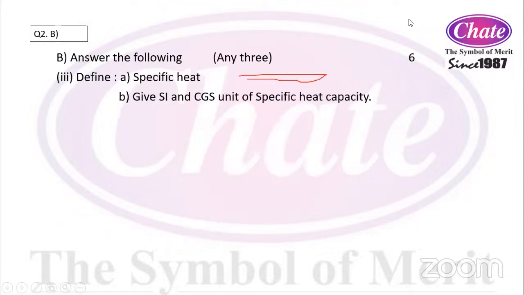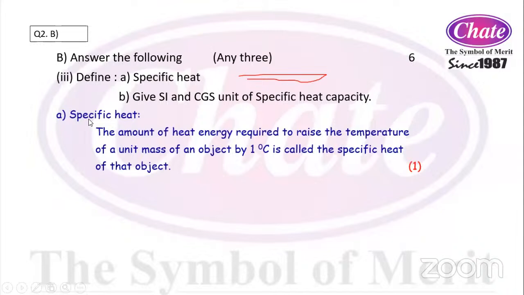Okay, now the next one. They have asked to define specific heat and give SI and CGS unit of specific heat capacity. So here, specific heat capacity and specific heat, we have to see the definition. Specific heat, one definition, 1 mark. The amount of heat energy required to raise the temperature of a unit mass of an object by 1 degree Celsius is called the specific heat of that object.